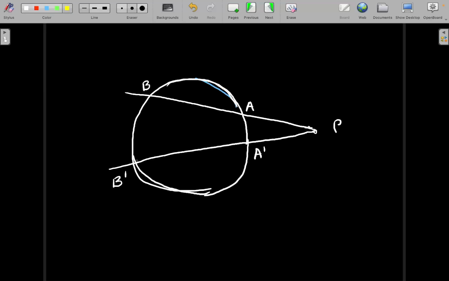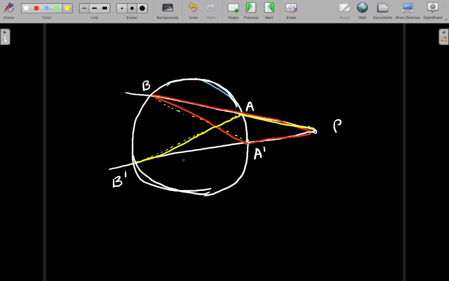I shall join this point B1 to A and join the line B to A1, and I shall mark out now two triangles. Please note the two triangles that I'm marking out. One may be with the red line, and the other I shall mark out with the yellow line.